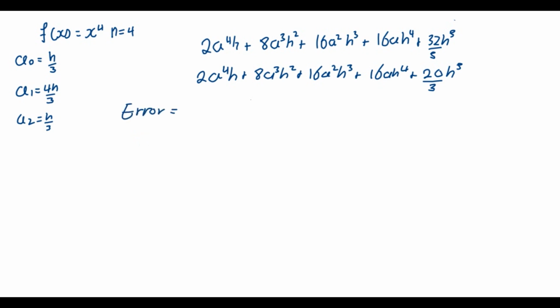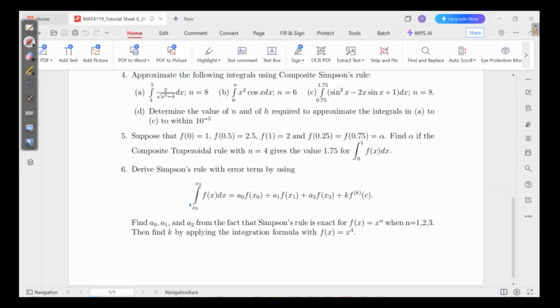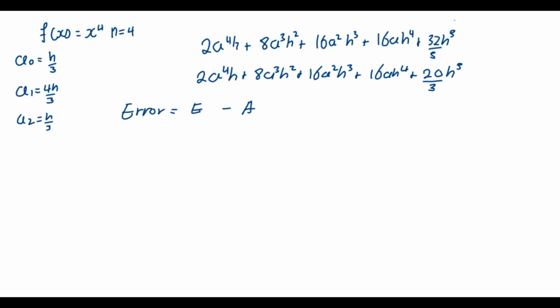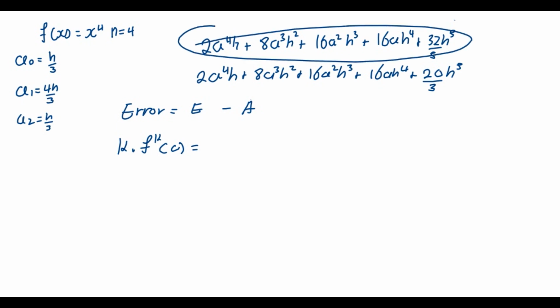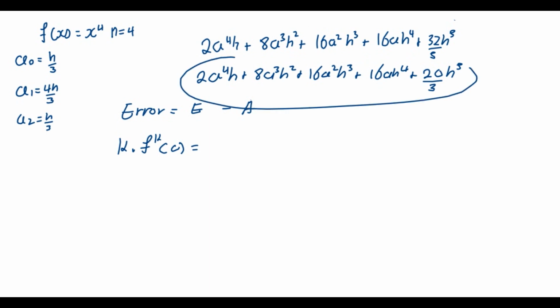simply equal to your exact value minus what? The approximation. In a similar manner, if you look at our expression, which is this one right here, this gives us our error, k times f to the k of c. Okay, so it simply means you're saying k times f to the k of c is equal to, what is our exact value? In this case, we are looking at it in terms of an expression minus this approximation expression.